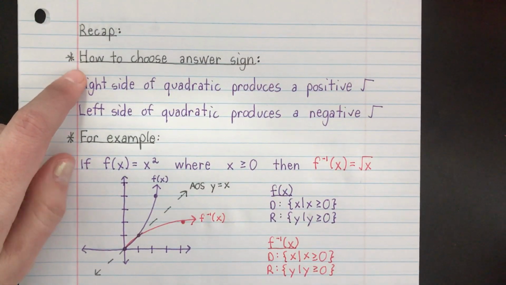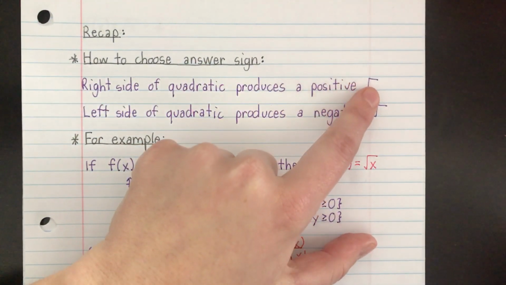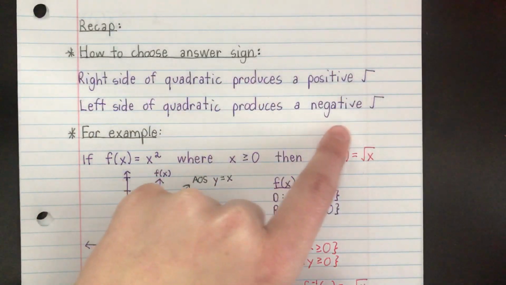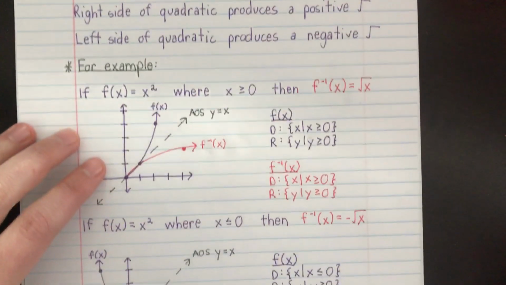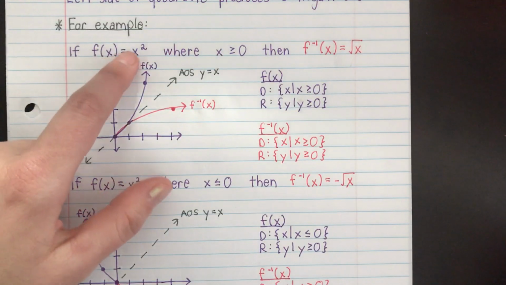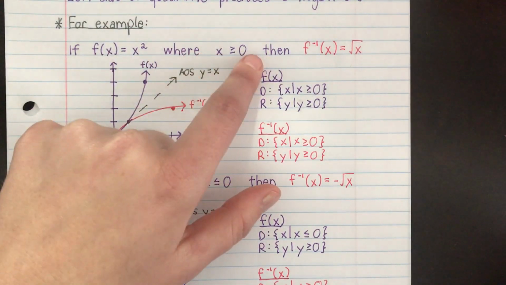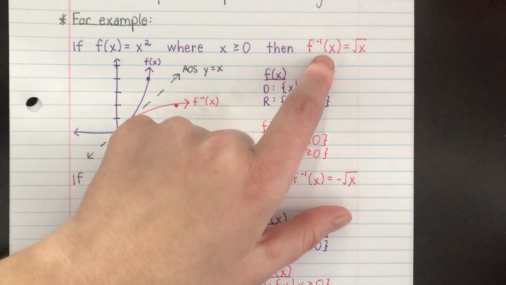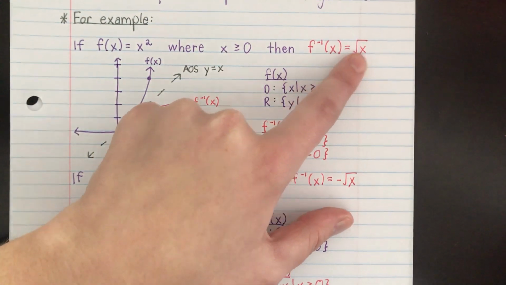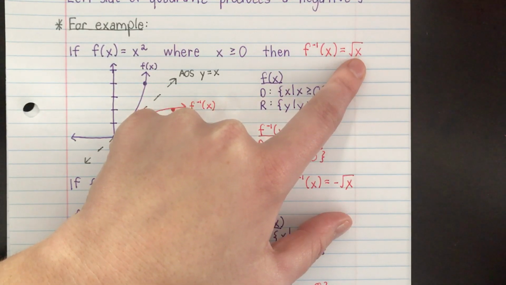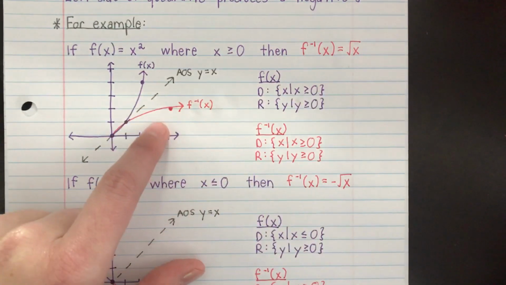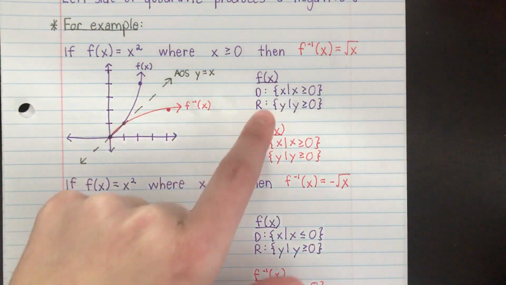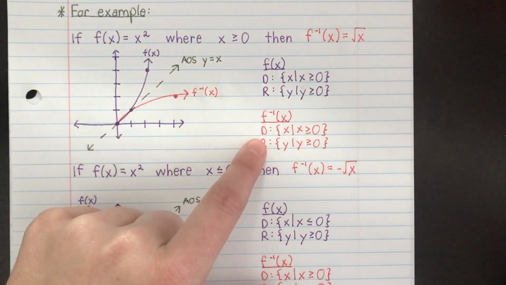The right side of the quadratic will always produce a positive square root, whereas the left side of the quadratic produces a negative square root. For example, if f of x equals x squared, where x is greater than or equal to 0, meaning the right side, then the inverse function will be the positive version, the unreflected version of the square root graph. Notice the axis of symmetry, the reflection that you're seeing there, and how the domain and range switch.